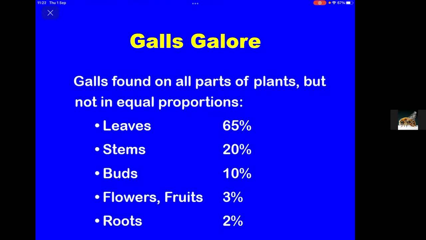The ones on stems tend to be the easiest to find year round because they've distorted the stems, and so empty galls will stay on the tree sometimes for years. Root galls obviously are more difficult to investigate. You have to make a special effort for that. But there are plenty of galls on flowers and fruit.